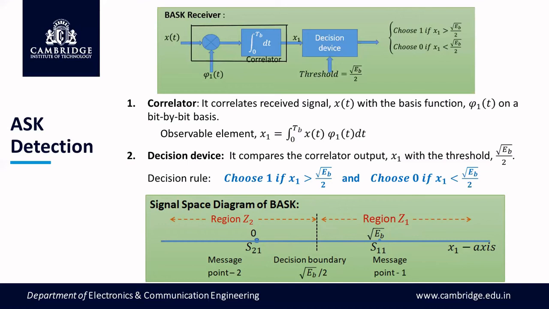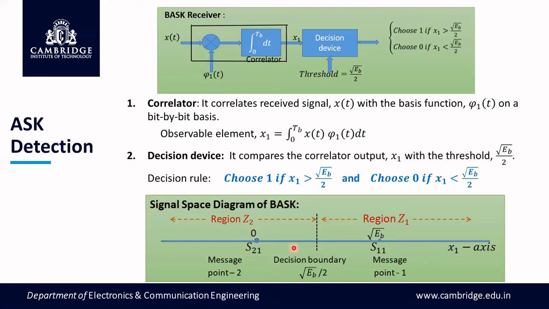The set of points which are lying to the left of the decision boundary constitute the region for symbol zero. So the decision boundary is root Eb by 2. And if the transmitted symbol is symbol zero, then the amplitude of the transmitted signal is zero, so we expect the signal x1 to be 0 at the receiver. But this x1 may not be 0 because of the presence of white noise. So x1 is a random variable, basically shifted by white noise.